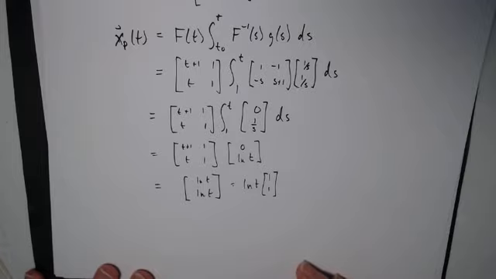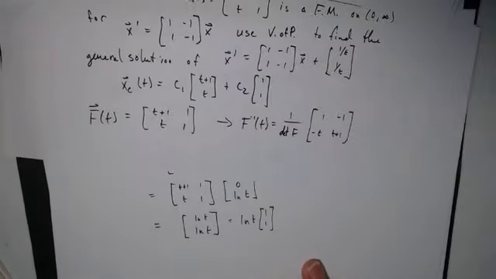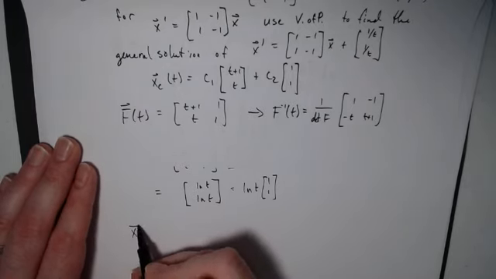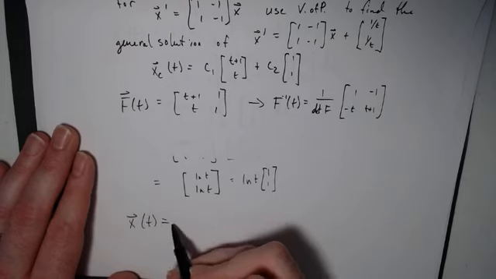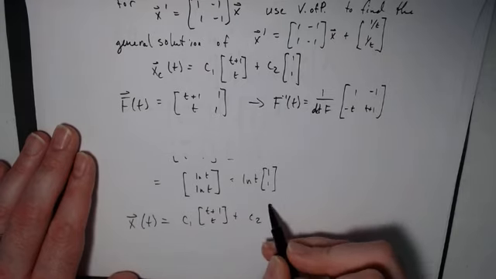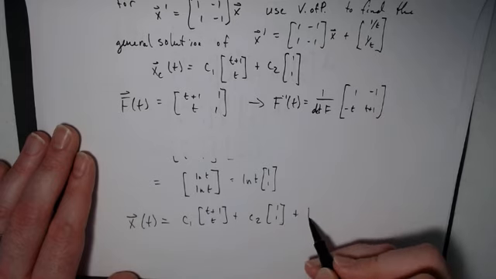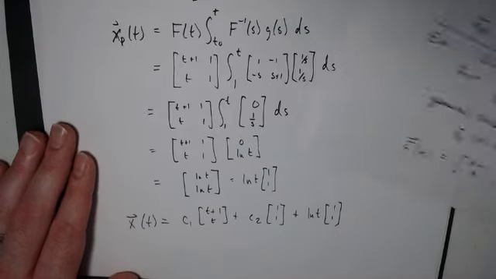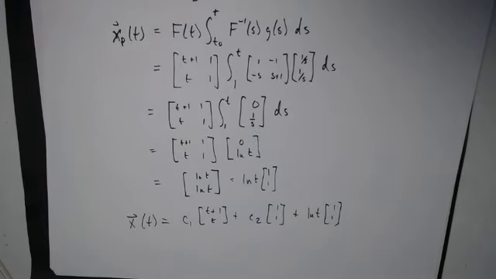So that's xp. Previous page, let me pull it up real quick, remind ourselves what xc was. We can see it now. So x, our solution, as a function of t, is going to be c1, t plus 1, t, plus c2, 1, 1, plus the natural log of t times 1, 1. That's our xp. So that is variation of parameters. I mean, the nice thing here, we already had a fundamental matrix. But that's really all there is to it.